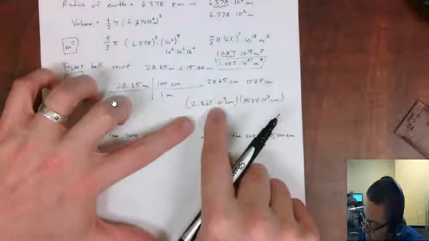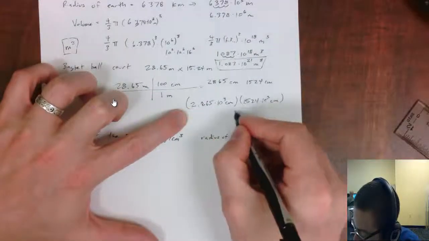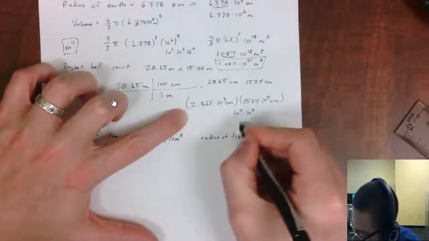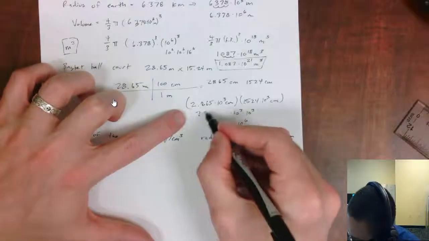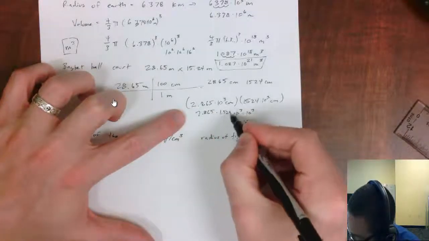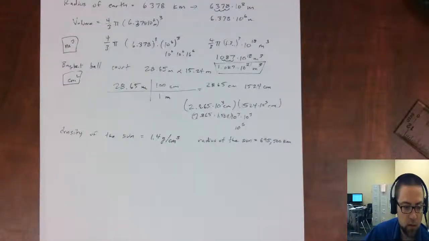So when I multiply these together, I can rearrange them and group the 10 to the third times the 10 to the third, which would be 10 to the 6th. I just add exponents. And then I have the 2.865 times 1.524 together. And I'll multiply those on my calculator.